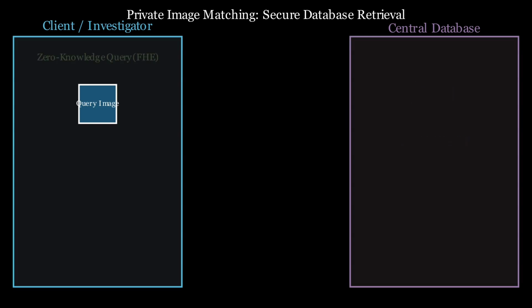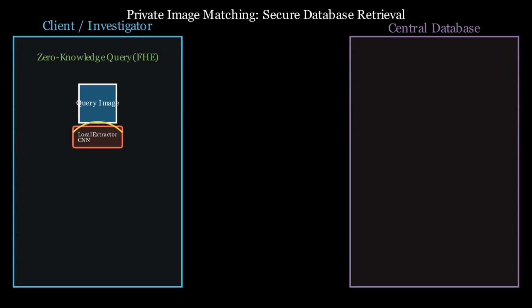This specific vulnerability, the exposure of the client's intent, is exactly what private image matching is engineered to eradicate. By deploying fully homomorphic encryption, we transition from standard database retrieval to zero-knowledge querying. In this advanced paradigm, the client mathematically locks their query image before it ever leaves their local device. The server will be forced to compute the complex visual matching algorithms directly on the ciphertext. It will scan its entire database and return the matching result, while remaining completely and mathematically blind to what the investigator is actually searching for. Let us see how this cryptographic process unfolds.